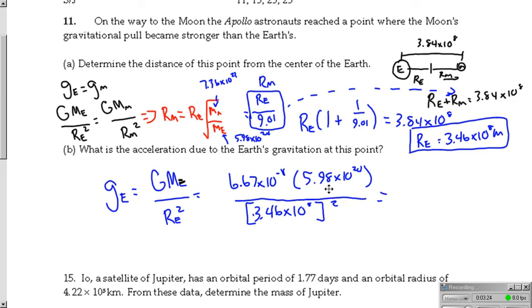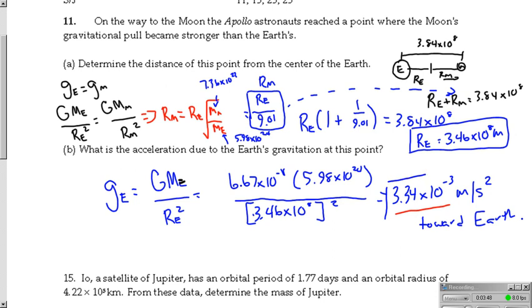So that gives us a very, very small gravitational pull, 3.34 times 10 to the negative 3rd meters per second squared, and that will be directed toward Earth. So we shouldn't feel too bad that the moon overpowered us there, because that is a pretty small acceleration due to gravity. This is question number 11 from AP Physics, Chapter 13, Homework Number 1.